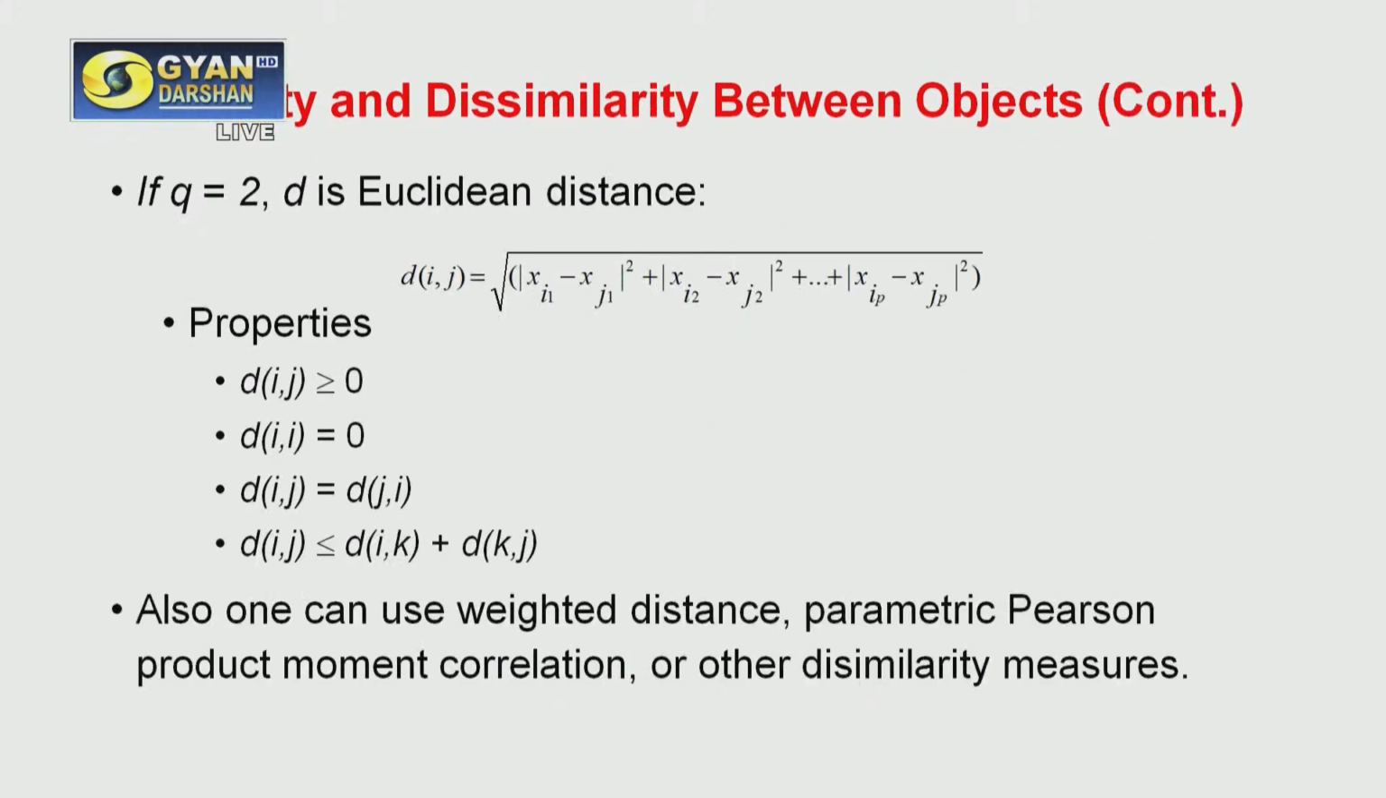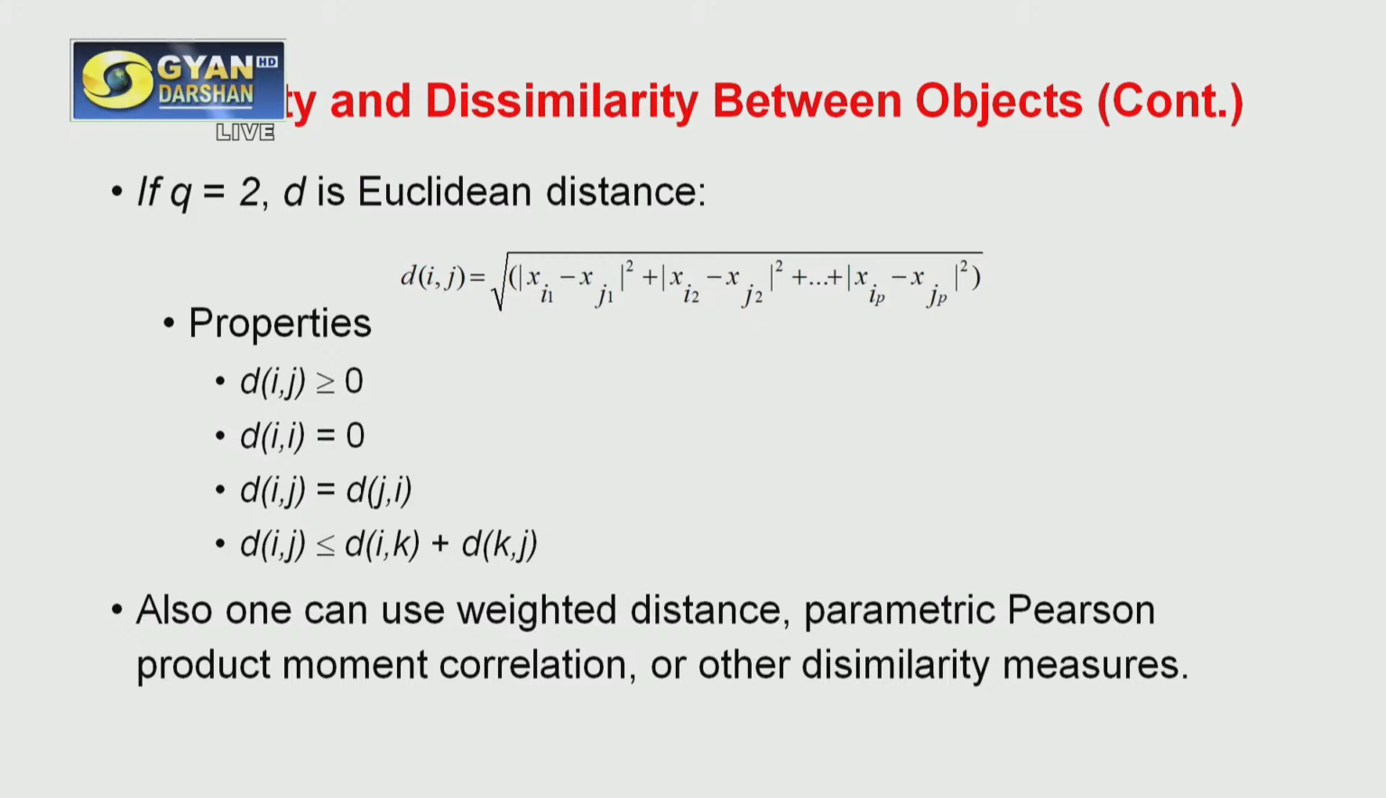And if q is equal to 2, that means your distance function is the Euclidean distance function. That means the distance between the two objects, d(i, j), can be computed using the square root of mod of xi1 minus xj1 squared plus mod of xi2 minus xj2 squared, till you cover all the remaining points here.